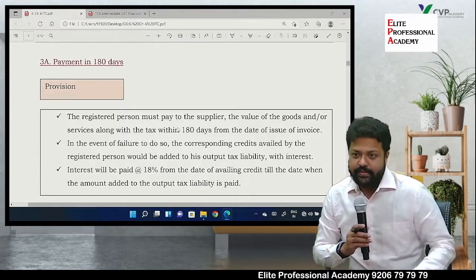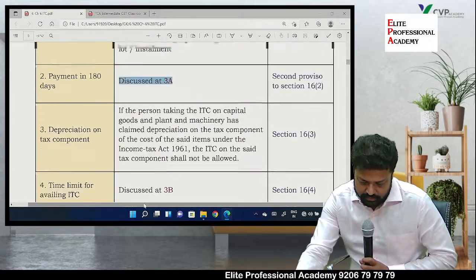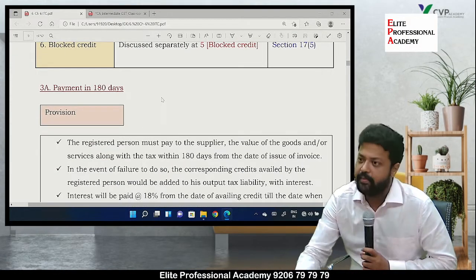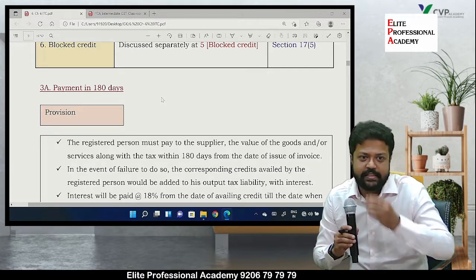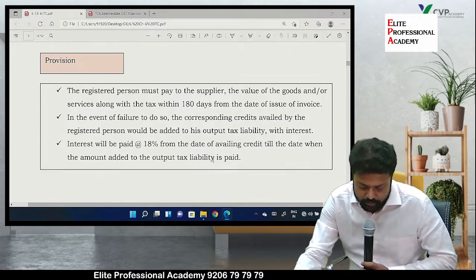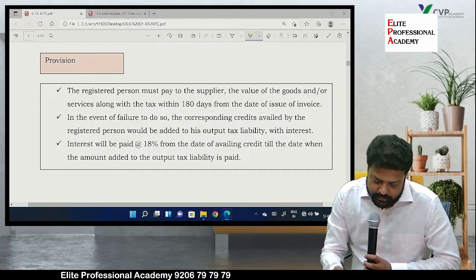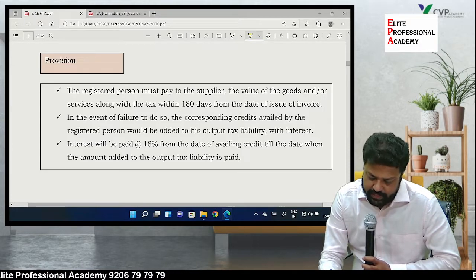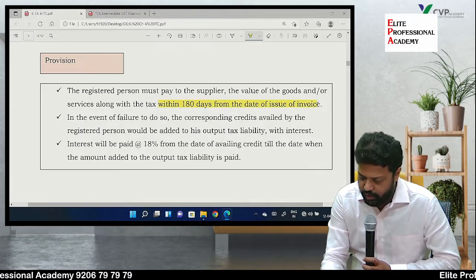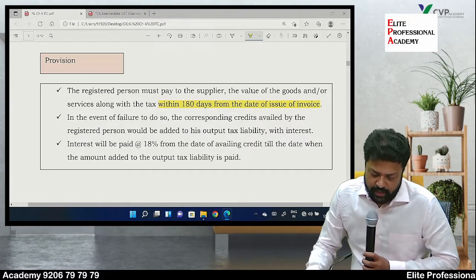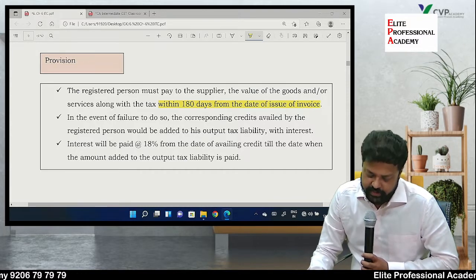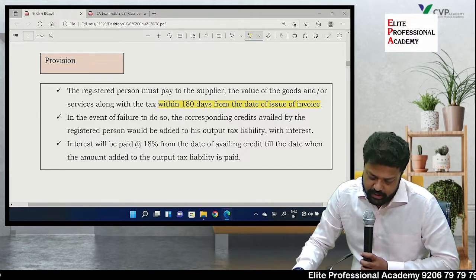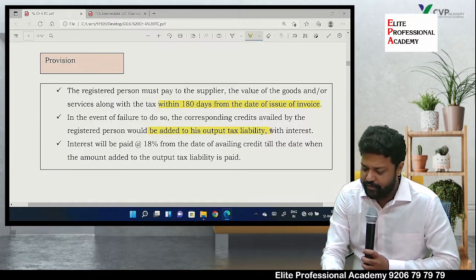Payment in 180 days. Open your page number 204, in that 3A. मिला सबको? Okay, I am reading the provision now. The registered person must pay to the supplier the value of goods and or services along with the tax within 180 days from the date of issue of invoice. In the event of failure to do so, means payment not made within 180 days, the corresponding credits availed by the registered person would be added to his output tax liability with interest.